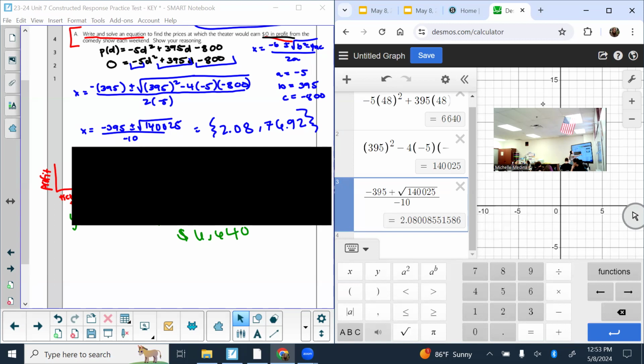The other answer I get from changing that plus to a minus right here. The plus or minus was right in front of the square root symbol. That's how I get my other answer of $76.92. At both of those X values, would the profit be 0? Questions on that? So that's how you can solve that, or a similar situation. Riley?